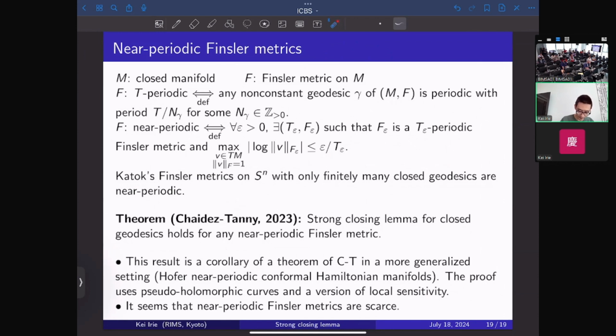On the other hand, this near periodic condition is very restrictive, and it seems that these metrics are scarce. So this is a very nice closing lemma, but to prove the generic density, I think we need some completely new ideas. So I think I'll stop here.